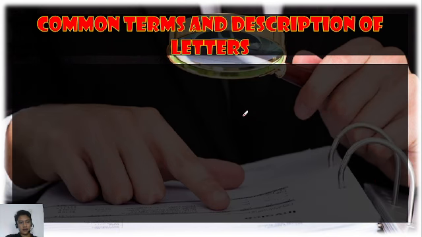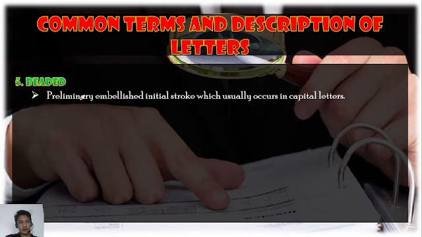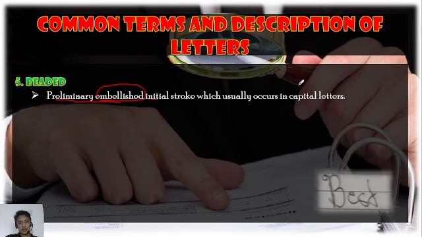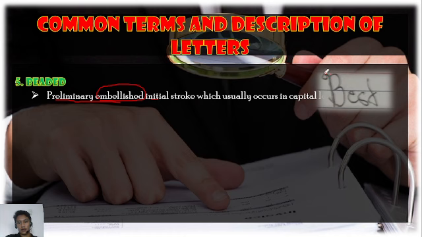All right. So we also have here beaded. This is a description we commonly see on beautiful handwritings. It is said here that it is the preliminary embellishment. Take note, a preliminary embellishment, an initial stroke which usually occurs in capital letters. It is a form of embellishment, and it is found mostly on the initial stroke. So you can see here where the bead is.